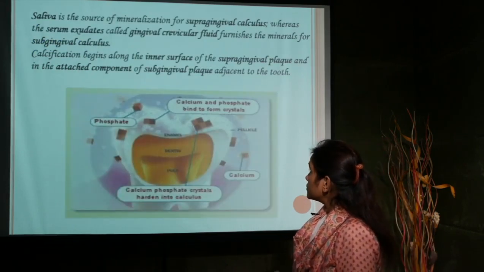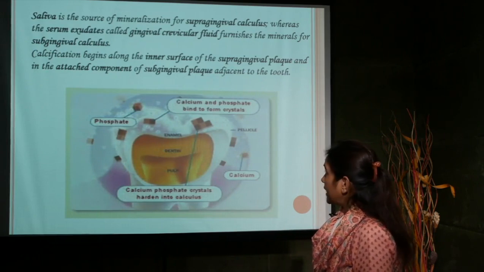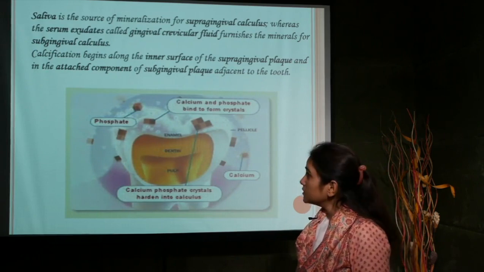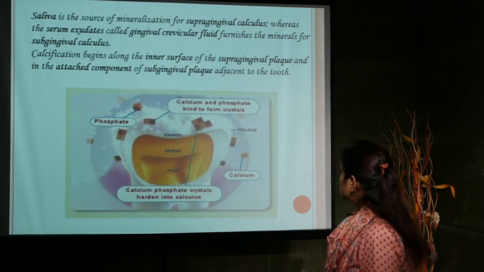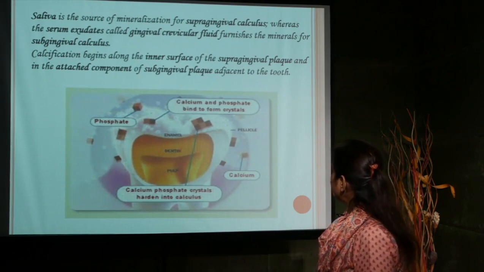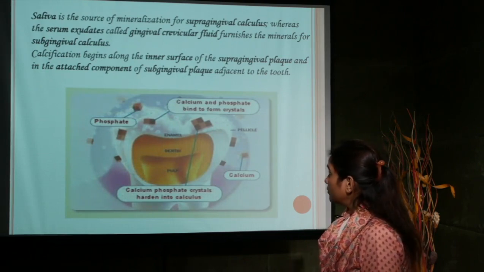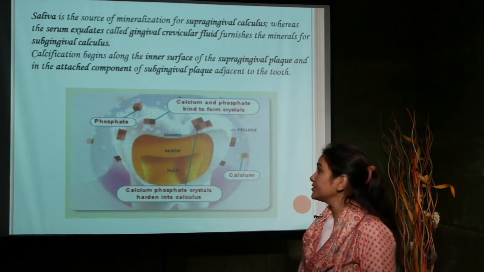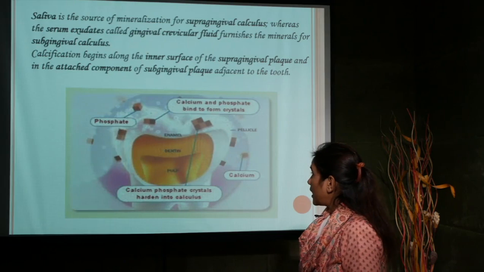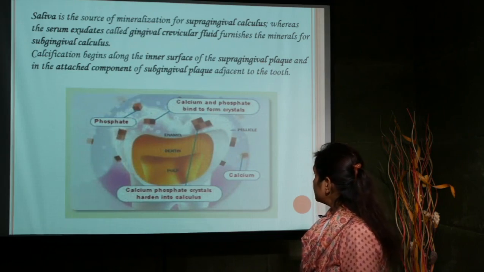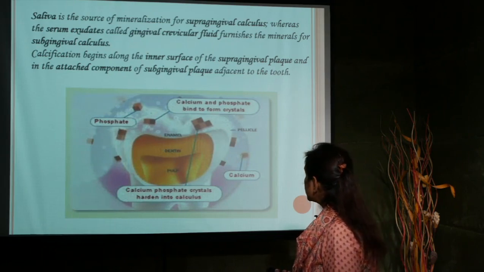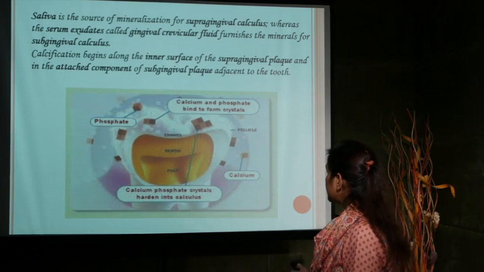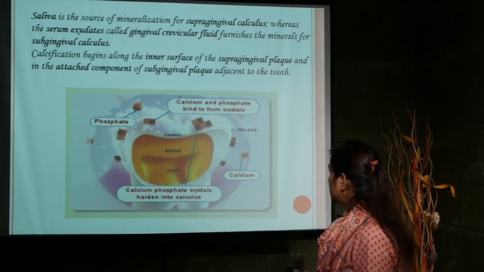Now, saliva is the source of mineralization for supragingival calculus, whereas the serum exudates in the GCF furnish the minerals of subgingival calculus. Calcification begins along the inner surface of the supragingival plaque and in the attached component of subgingival plaque adjacent to the tooth. So, this is a diagrammatic representation of calculus formation.